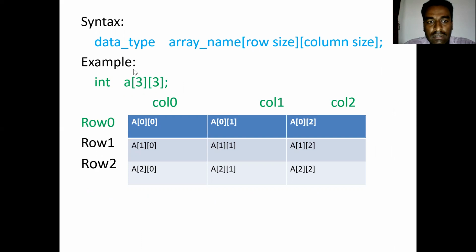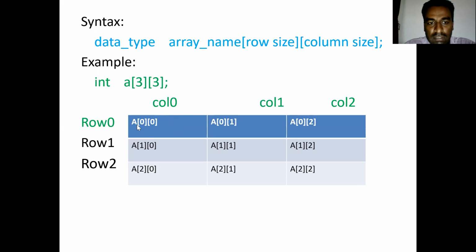Take as an example A of 3 and 3. Here we are storing 3 rows and 3 columns. A is the array name. So let us take this table: horizontally it is called a row, and vertically it is called a column.